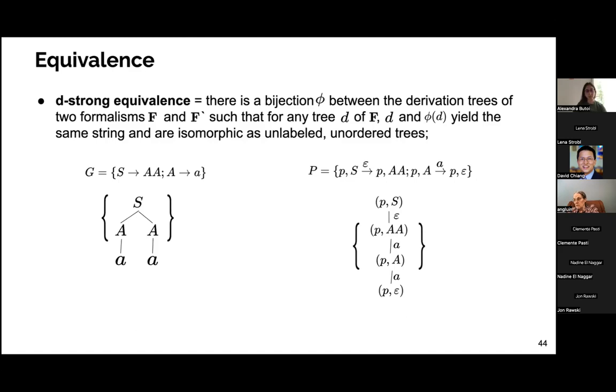So if you look again at this context free grammar G and the pushdown automaton P, they are not strongly equivalent, because even though they yield the same string and there is a bijection between the derivation trees, these trees are not isomorphic because they have a different shape. So you require some isomorphism between the nodes of the trees. So yeah, this G and P are not strongly equivalent.